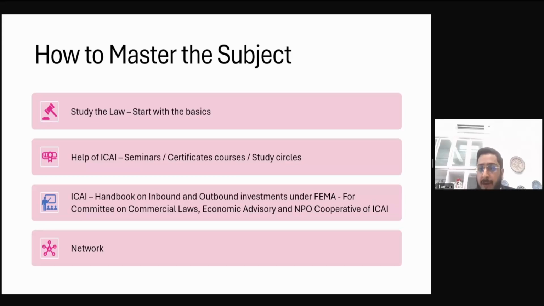Also, a lot of FEMA ready reckoners are coming up. In FEMA, I understand that there are two ready reckoners which have come up by ICAI. And networking: we as chartered accountants have to network and help each other in the difficulty or in understanding the law.